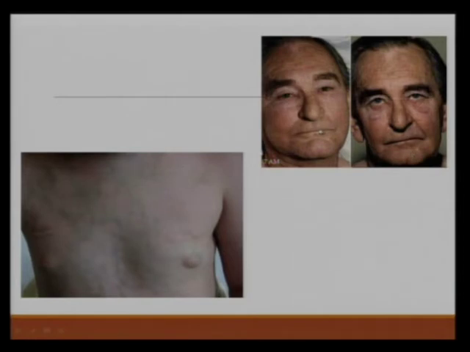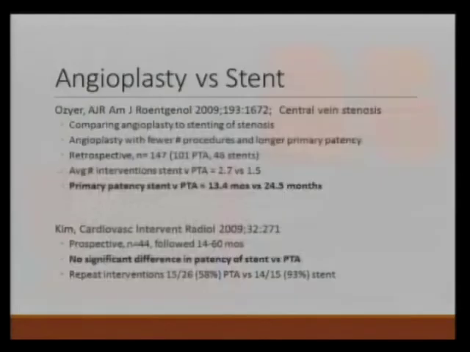This is a person who, when he lays down, he develops face swelling from an SVC syndrome. He has an SVC stenosis. So when he wakes up and walks around, gravity takes effect, and he's able to drain a little bit, and he looks more normal. But there are people living with these stenoses quite a lot.